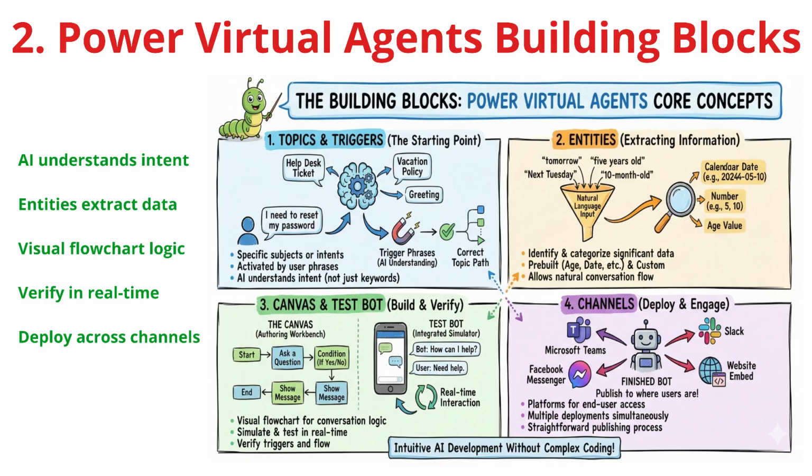Third, we use the canvas and testbot to build and verify. The canvas acts as a visual flowchart for defining conversation logic. The integrated testbot allows you to simulate real-time interactions to verify triggers and flow. Finally, channels let you deploy and engage. You publish the finished bot to platforms where users already are, such as Microsoft Teams or Slack, handling multiple deployments simultaneously with a straightforward process.